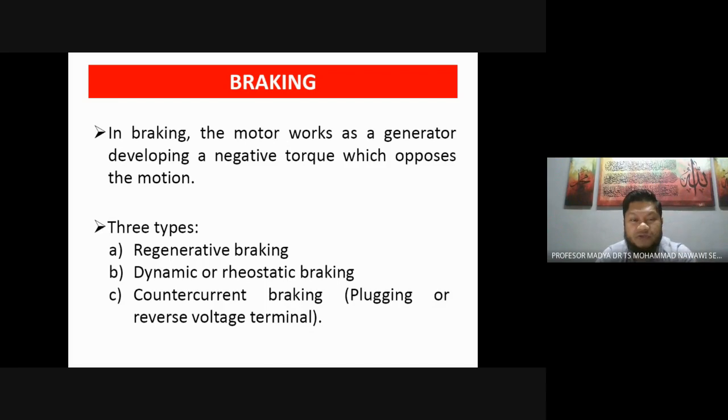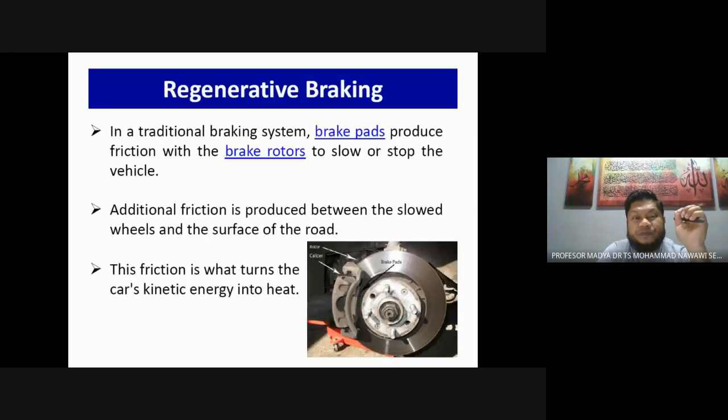Yeah? So there are three types of braking. The first one is known as regenerative braking. The second one could be dynamic braking or rheostatic braking. And finally, you have counter current braking, also known as plugging or reverse voltage terminal. You simply change the terminal voltage so that negative torque is experienced by the motor.